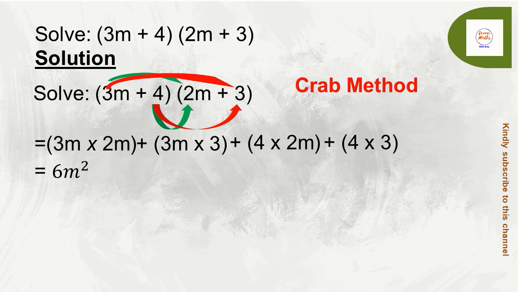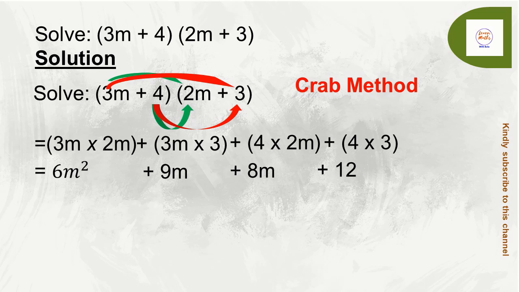3m times 2m will give us 6m squared. How? 3 times 2 is 6. We have an m multiplying an m, so we are going to have m squared. I remember saying in the previous video that you cannot say because you're having m and m, then they become 2m. No, it's going to become m squared. Then you have 3m times 3 will give you 9m, and 4 times 2m will give you 8m. Then 4 times 3 is going to be 12.